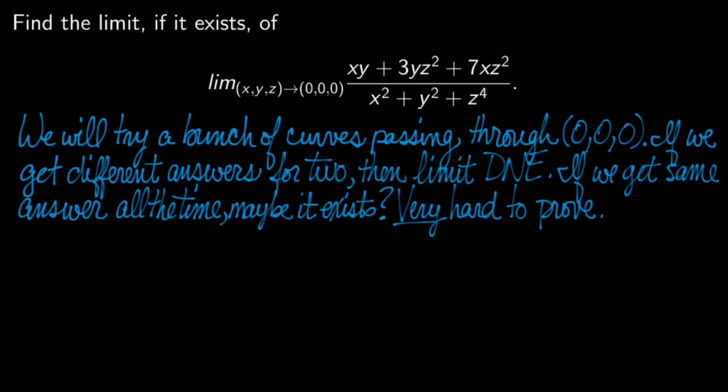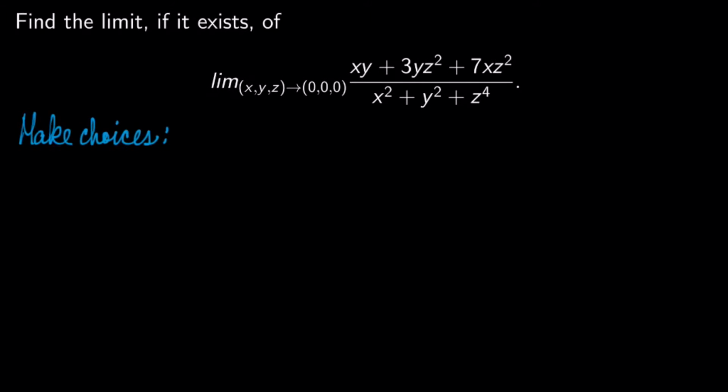The problem is evidence is not proof, and just getting the same answer over and over again wouldn't be good enough for you to say what the limit is. And these limits are very hard to prove. In this case, I think the limit does not exist. So we need to make a whole bunch of choices of curves that pass through the origin.